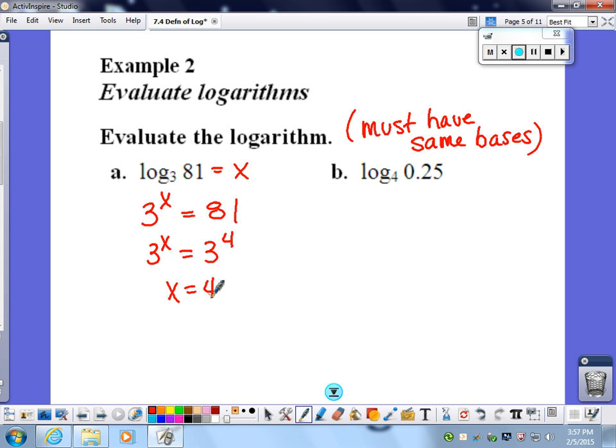Okay, let's look at B. All right, so here again, I'm going to set it equal to something. All right, change the form. I'm also going to change that 0.25 to 1/4 when I change the form here. So I'm going to have base 4, so 4 to the x is equal to 1/4.